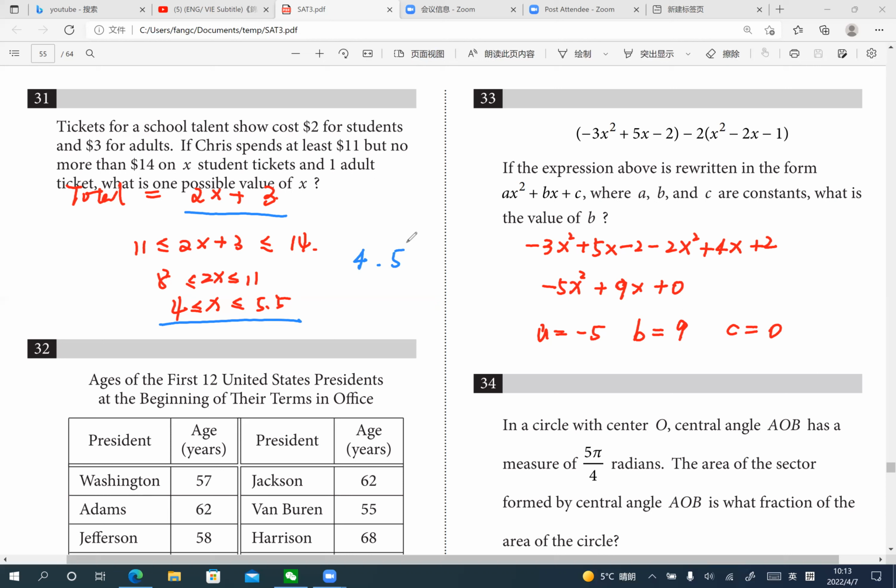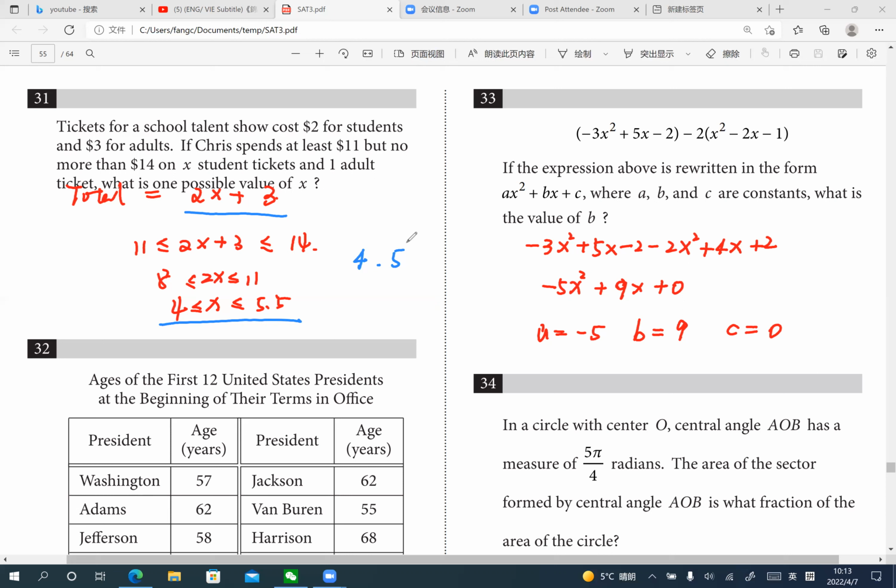Continue. Question 33. Negative 3x squared plus 5x minus 2, minus, in parentheses, x squared minus 2x minus 1, close parentheses. If the expression above is rewritten in the form ax squared plus bx plus c, where a, b, c are constants, what is the value of b?